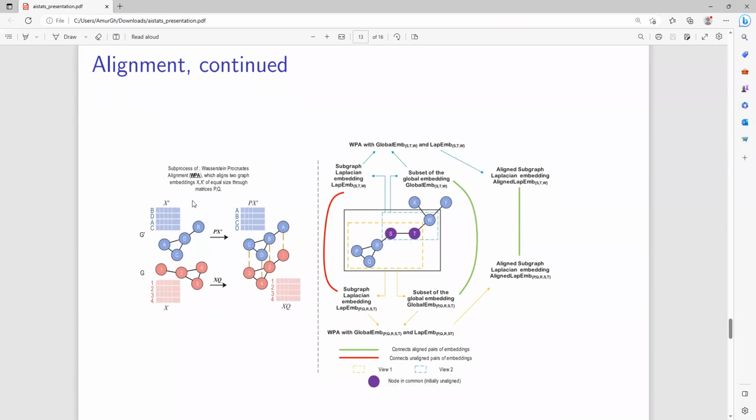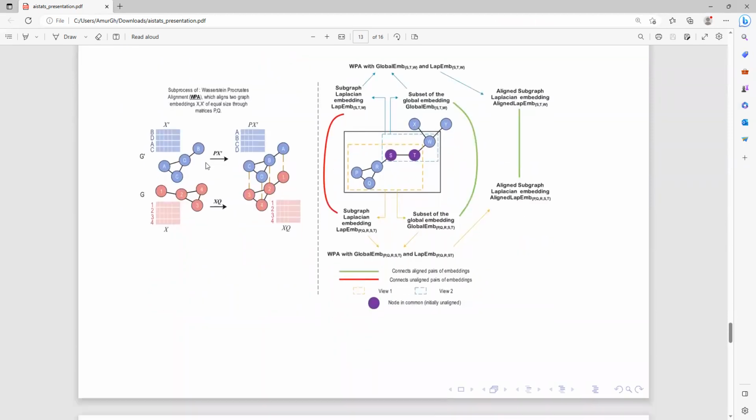And the way we do the alignment is Wasserstein-Procrustes. The idea of Wasserstein-Procrustes can be summed up as: if this is your graph and this is another graph, you can see they're structurally equivalent. You want to line them up. Then you can do it with a permutation matrix and with an orthogonal rotation matrix.